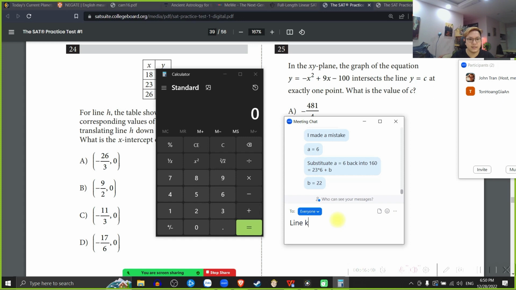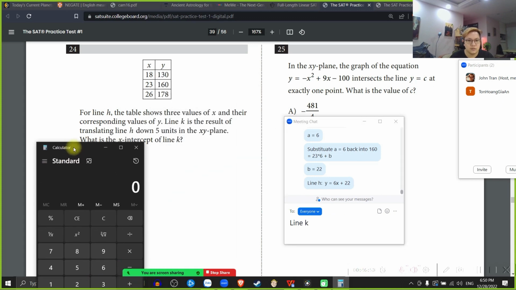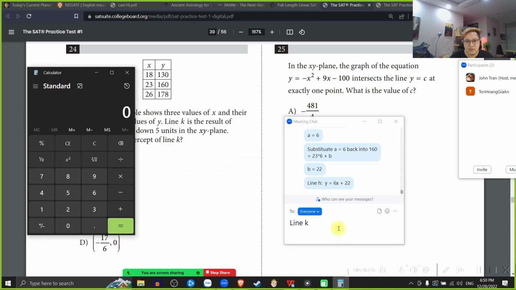So line H should have the equation y equal to 6x plus 22. And line K is moved down 5 units, right? So line K should have the equation of y equal to 6x plus 17. So 22 go down 5 is 17.